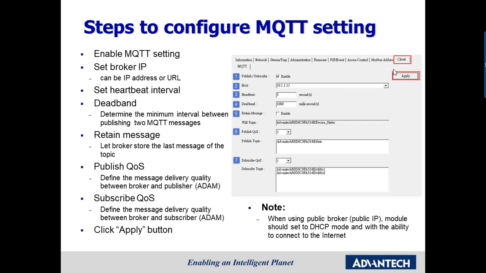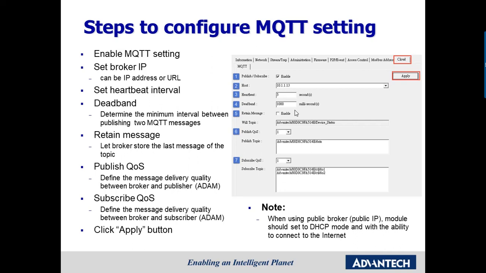Then you can define the broker IP at the host column. It can be IP address or URL, which is more friendly to user. For deadband, it's the minimum interval between publishing 2 MQTT messages for the module. For example, if there is 3 DIO changes within 1 second, then ADAM will only publish 1 DIO change message to the broker, which can prevent MQTT packet published excessively and cause network traffic.